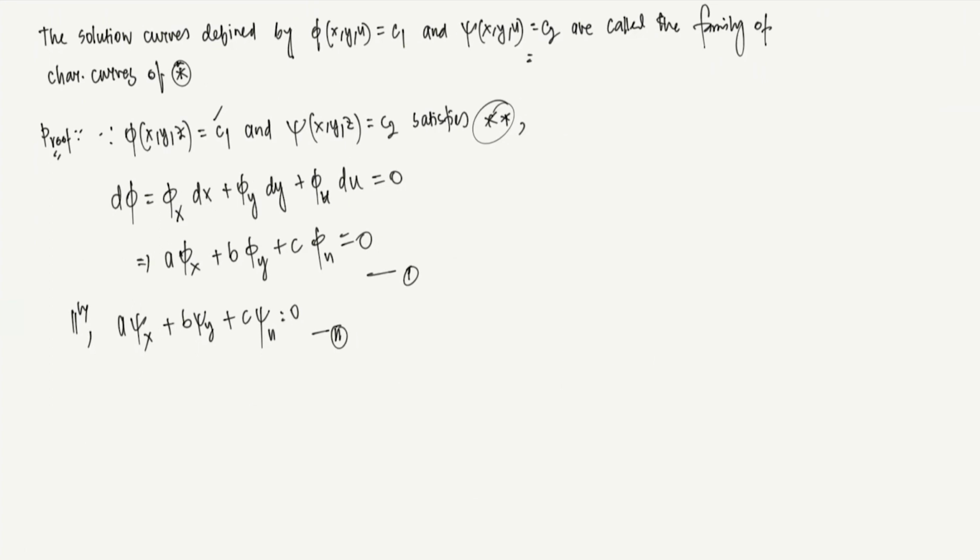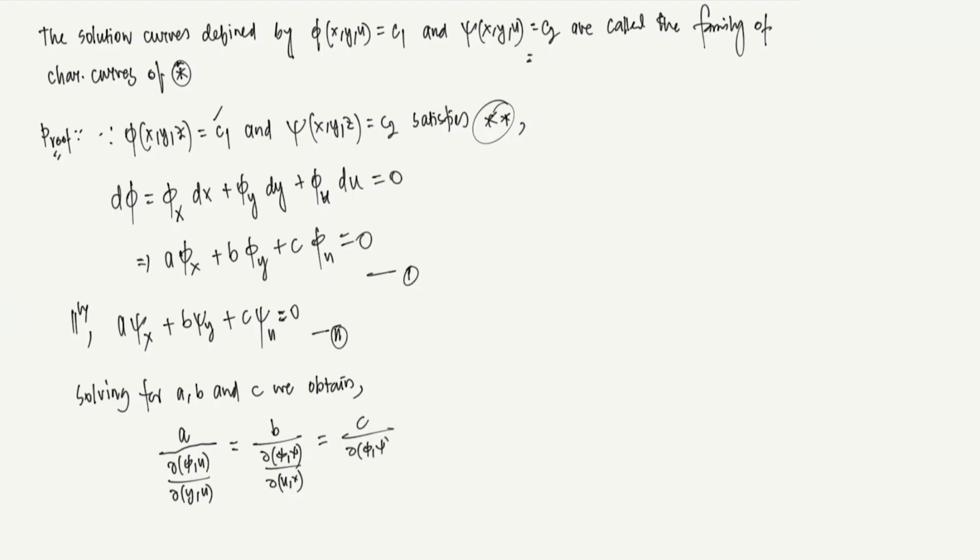So for that, we are starting with phi is constant and psi is constant. If phi and psi are constant, then these two equations 1 and 2 we are going to get. Clear? Now if you solve for a, b, and c, what happens? Solving for a, b, and c, we obtain A by del of phi psi by del of y u equals B by del of phi psi by del of u x, equals C by del of phi psi by del of x comma y. Of course, you can solve it, absolutely no issues.